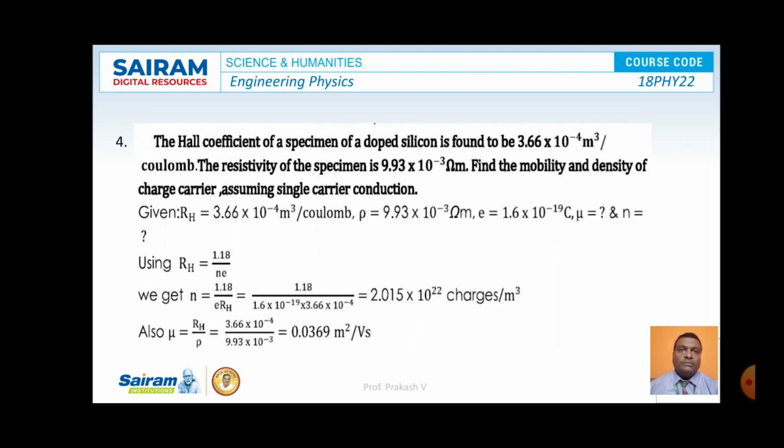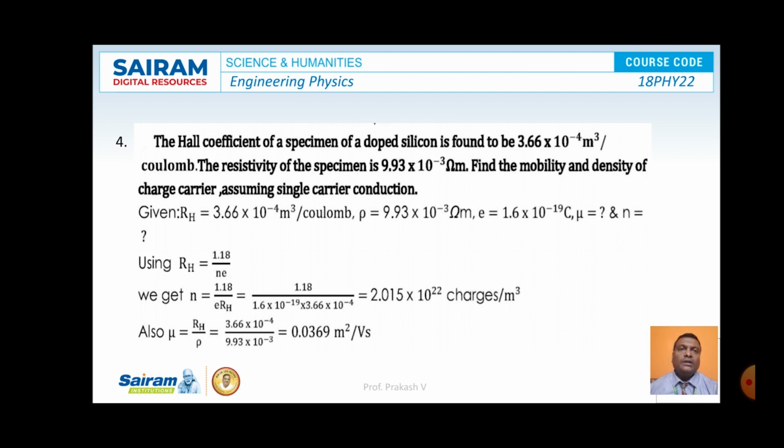The fourth problem: the Hall coefficient of a specimen of doped silicon is found to be 3.66 × 10^-4 m³/C. The resistivity of the specimen is 9.93 × 10^-3 ohm meter. Find the mobility and density of charge carriers, assuming single carrier conduction.